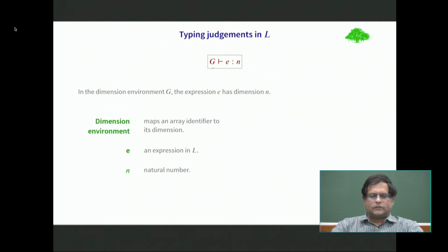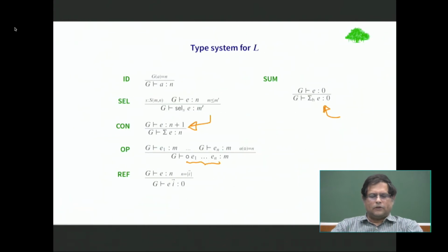We have judgments. The way to read this is: E is well typed with dimension n in the dimension environment G. Okay, so what is G? G simply maps identifiers to their dimensions, and E is an expression in L, and n is supposed to be its dimension, which is a natural number. Here are the type rules for L. I won't go into these details.